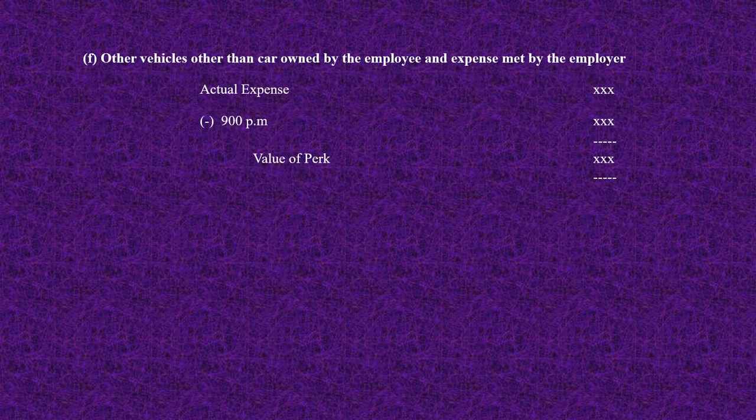The final one under the motor car is other vehicles, other than a car, owned by the employee, and the expense is met by the employer. In this case, actual expense minus 900 per month will be the value of perquisite. So apart from a motor car, if the employee owns any other vehicle and the expenses are met by the employer, this is how you calculate the value: actual expense minus 900 per month.